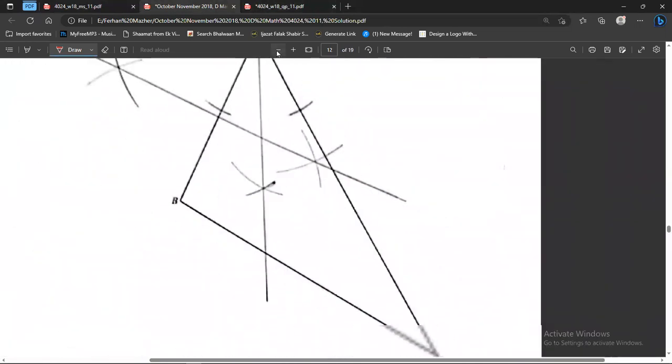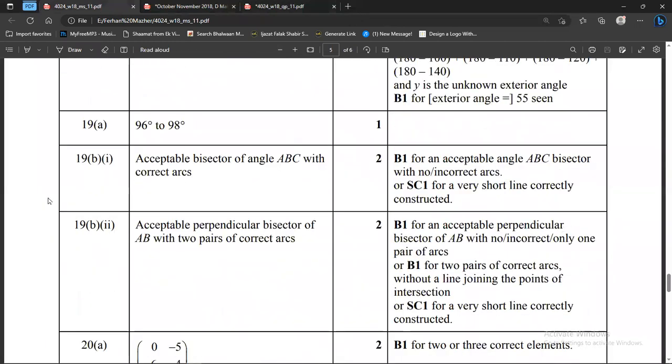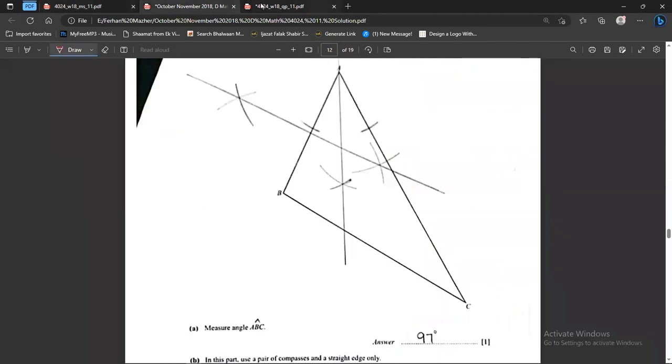With the help of a protractor, I have measured this angle, and this angle is 97. Angle ABC is 97. They say the answer will be from 96 to 98, and my answer is 97. So our answer is right. Okay, so we are going to the next part.